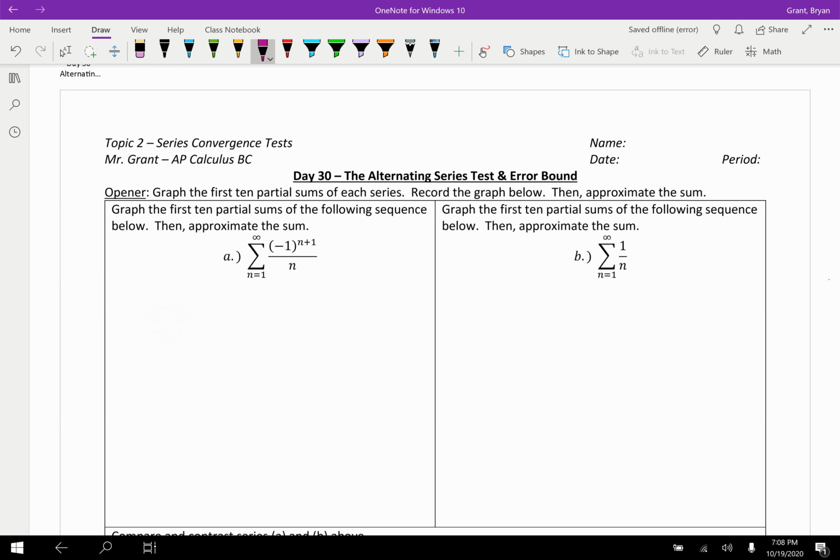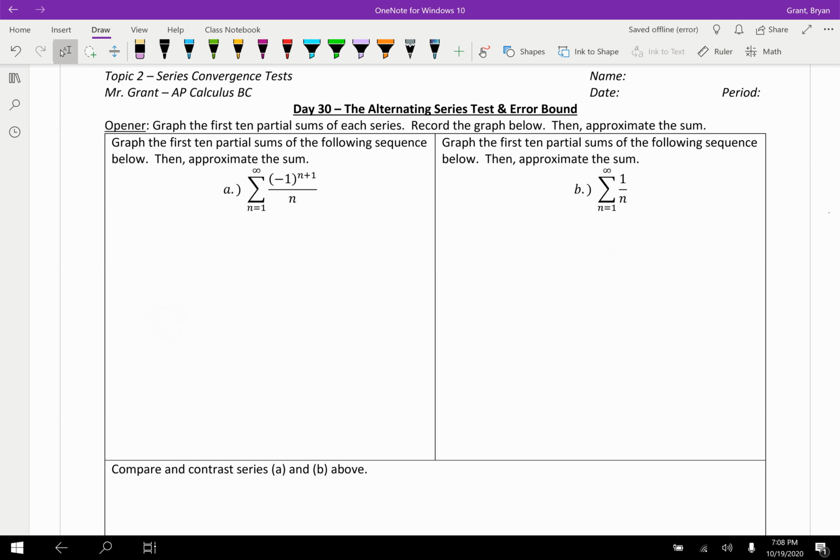So you're like, wait, are we done with tests? Why do we need the next day? The next day just goes into a little bit of extra information, but it actually relates very closely to today. So without further ado, I bring to you the alternating series test and the alternating series error bound.